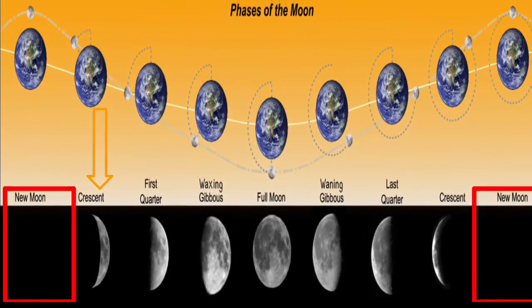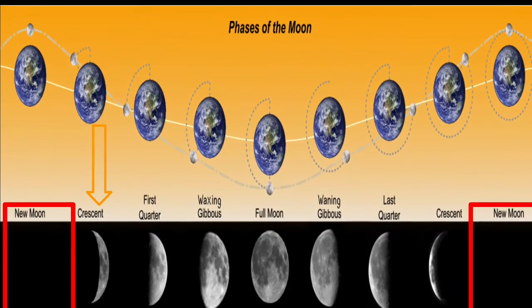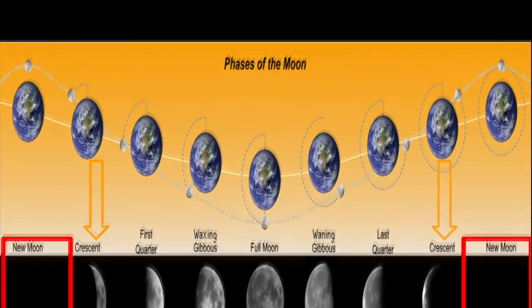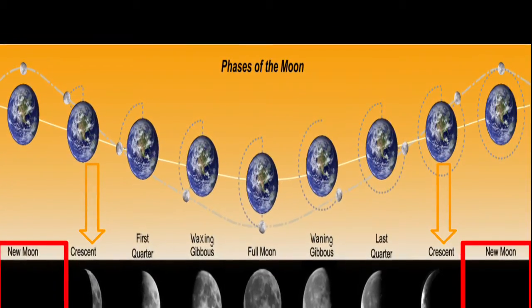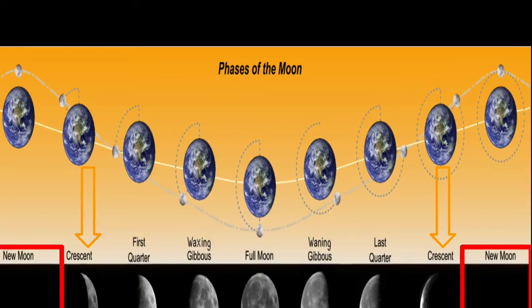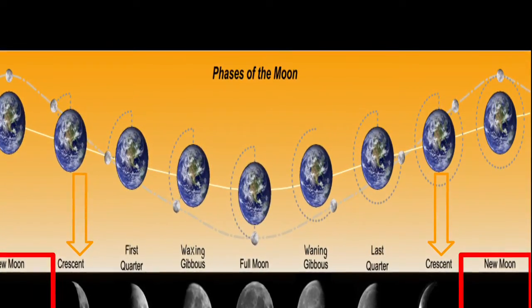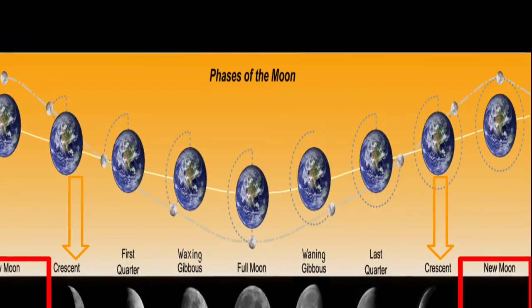The second phase in a moon cycle is called the crescent. Now, if we look at the front half and the back half, we notice that they are exactly the same. If we look in our textbook, we notice that the first crescent is called the waxing crescent. The second crescent would be called the waning crescent.